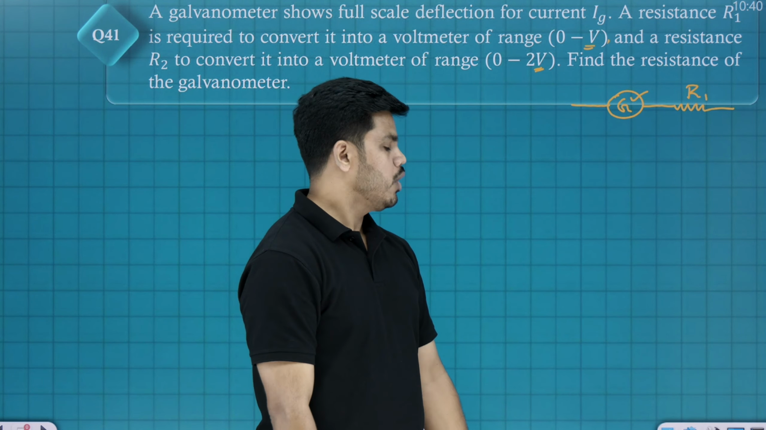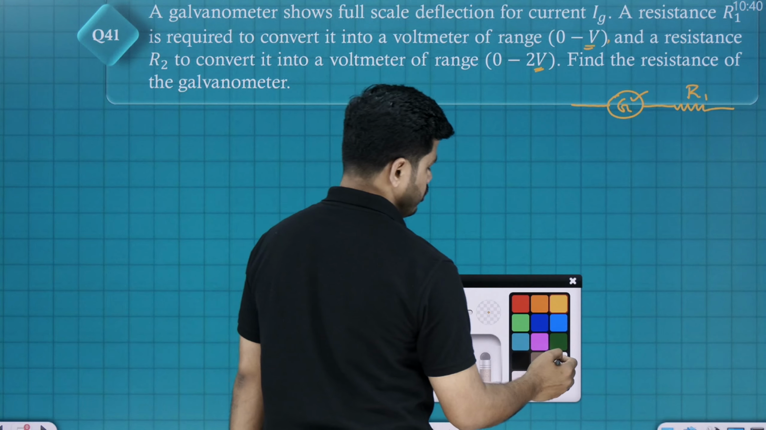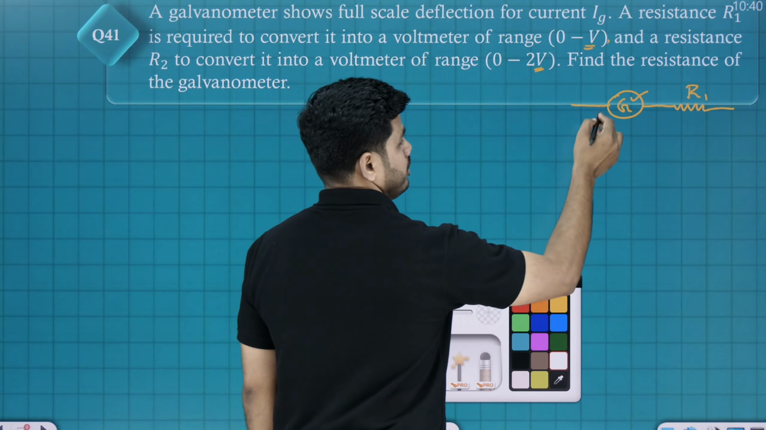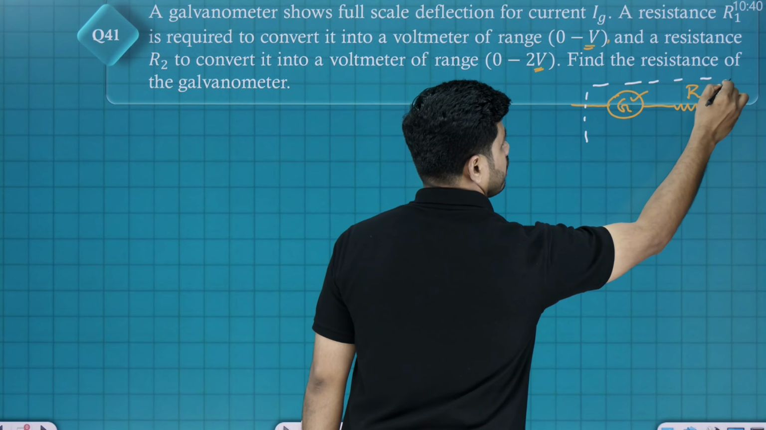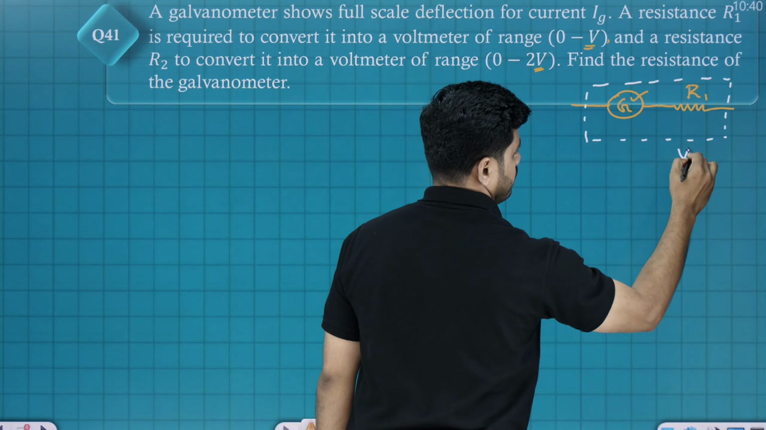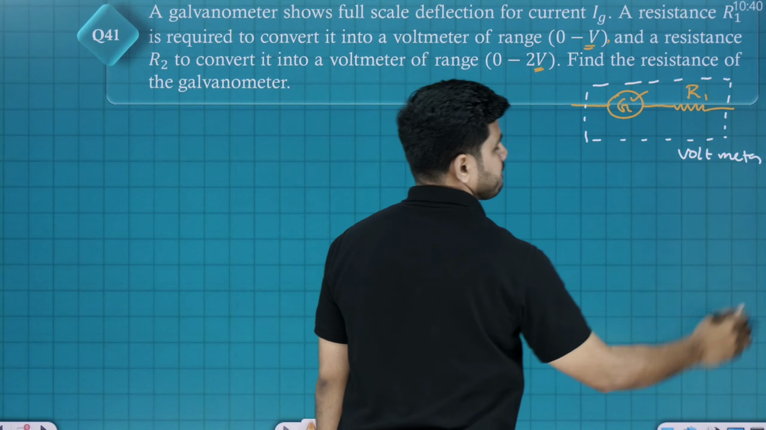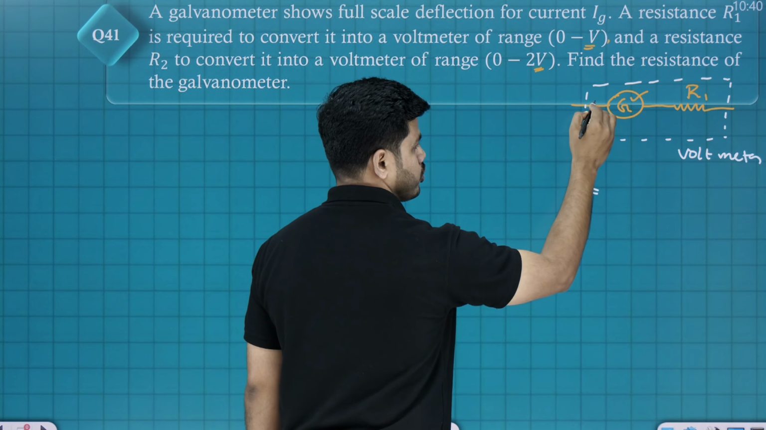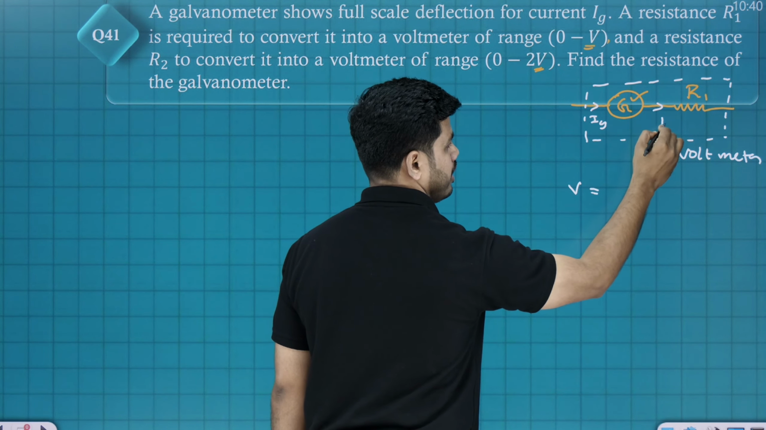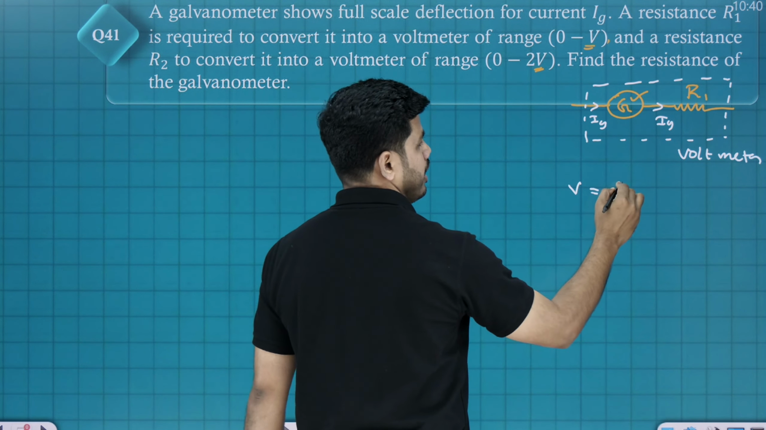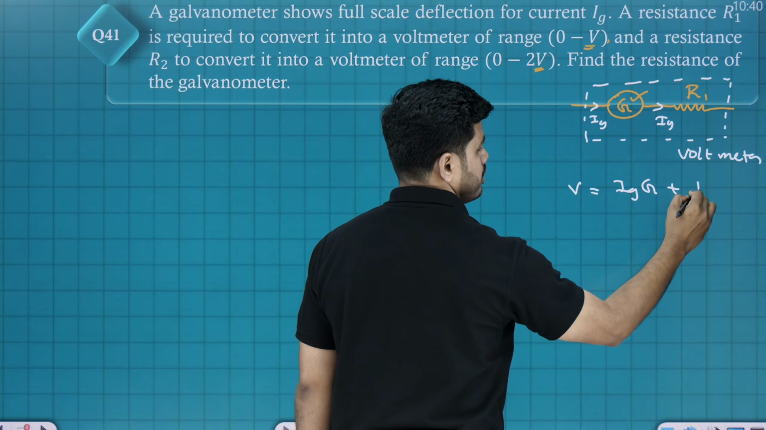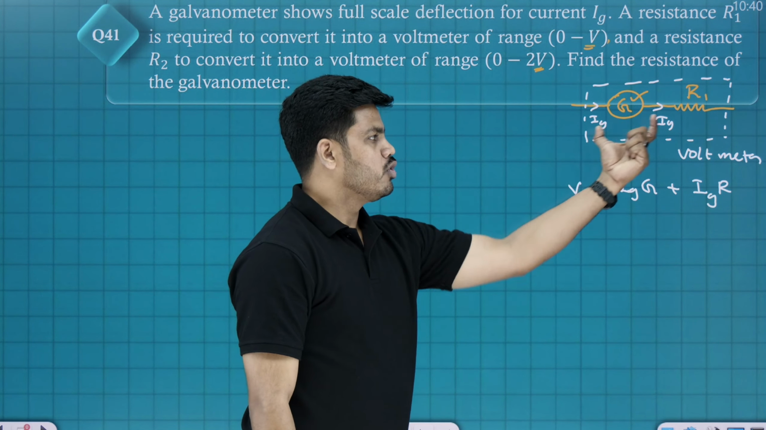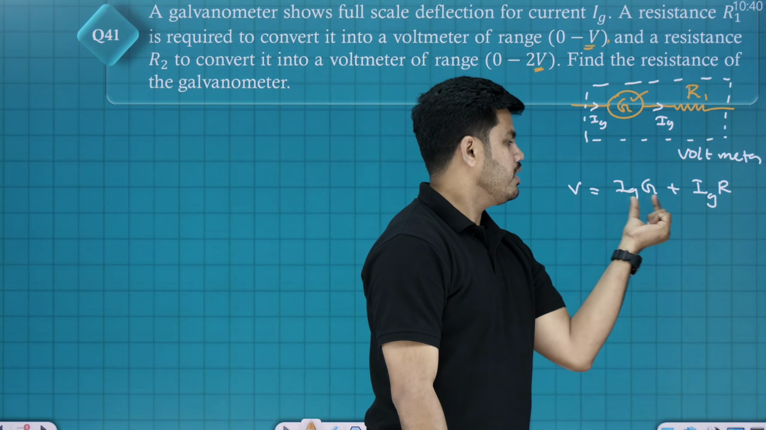Okay. So we know already how to convert it. As I told you, we connect a large resistance in series to the galvanometer. So the whole device now is called a voltmeter, right? This is the voltmeter. So what is the total voltage measured by the voltmeter? V is equal to, the current flowing through this is Ig, so we can say Ig into G plus Ig into R. This is how we calculated. The total potential drop across the device.